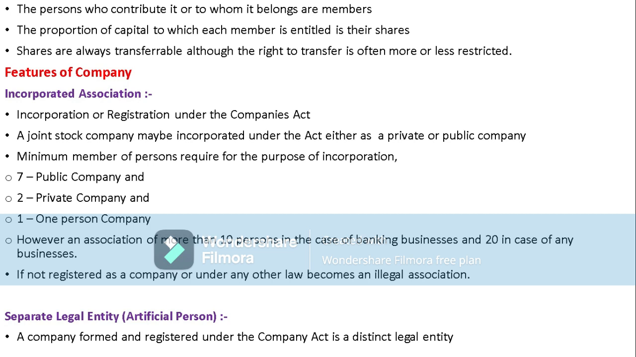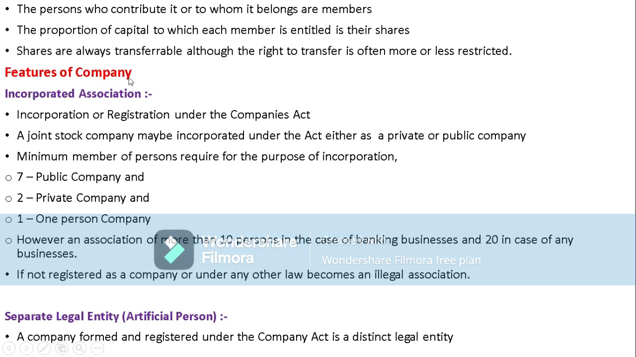And what are the features of a company? These are all the features of the company. The first feature of the company is incorporated association. So what does incorporated association mean? Incorporation is nothing but registration, that is, incorporation or registration under the Companies Act.